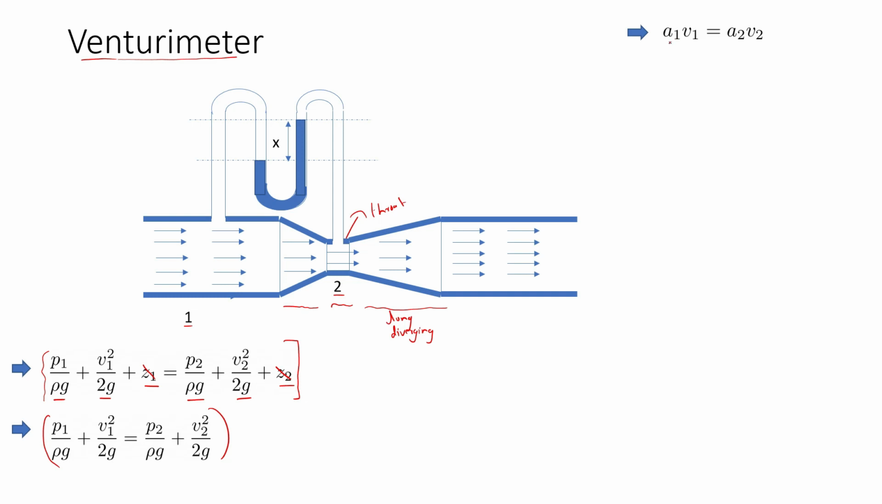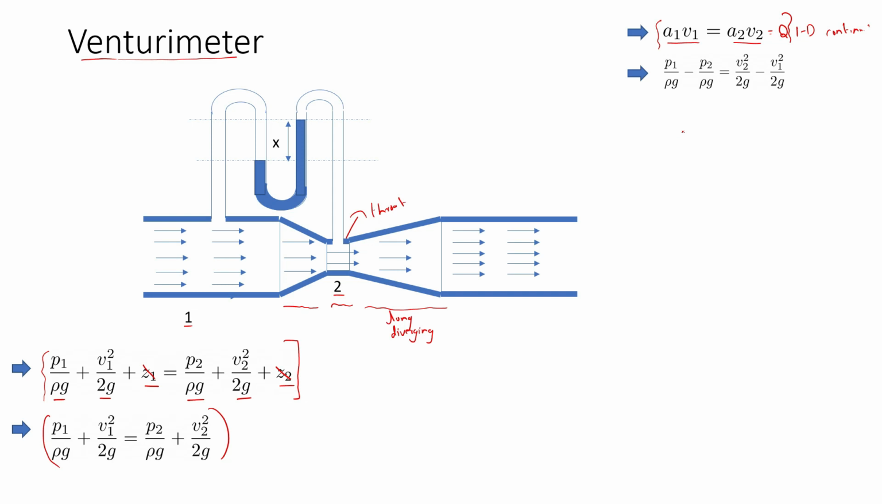And also you know that A1 V1 is equal to A2 V2. A1 is the area of cross section at position 1 and A2 is the area of cross section at 2. So this is according to the one-dimensional continuity equation. A1 V1 is equal to A2 V2, and this is equal to the discharge Q, which we want to measure.